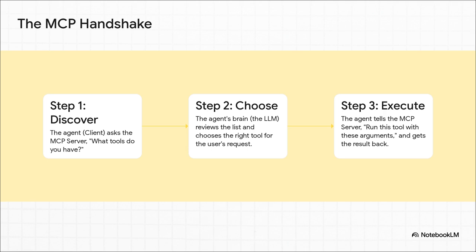Next step, Choose. The agent's brain, the large language model, looks at what you asked it to do, like create a new repository for my project, and it finds the perfect tool on that menu. And finally, Execute. The agent sends a command back saying, okay, run the create repo tool with this name and this description. The server does all the heavy lifting and just sends the result back. It's brilliant. The agent does the thinking, the server does the doing.